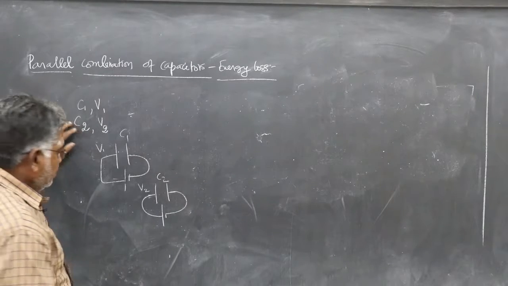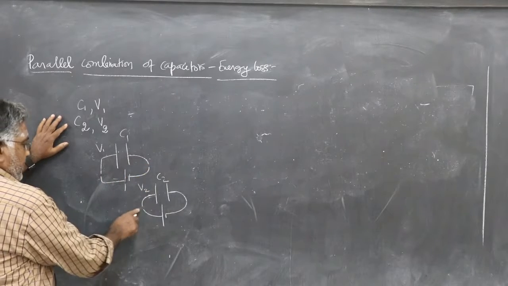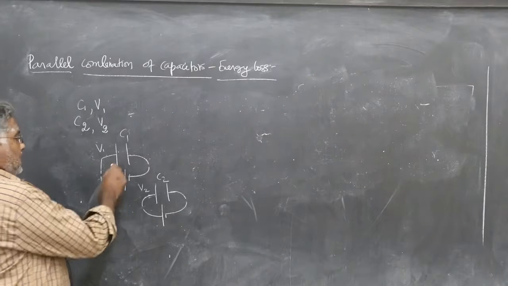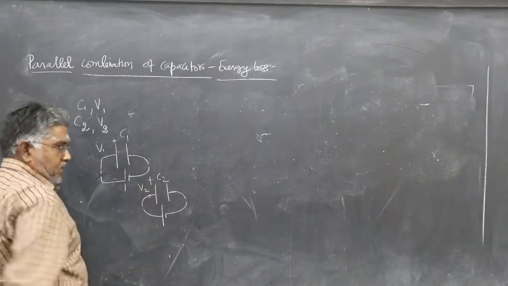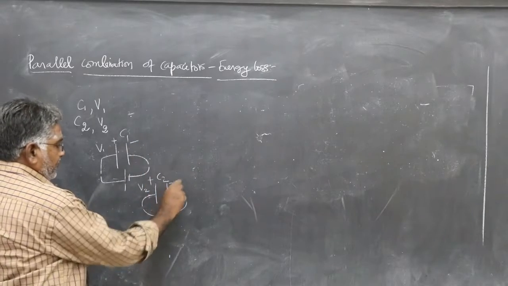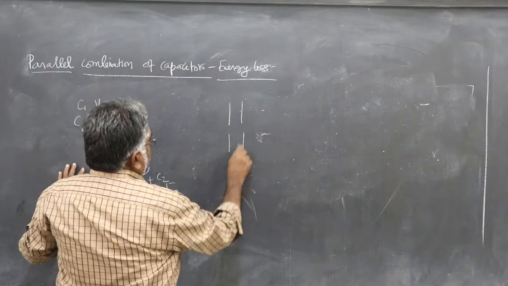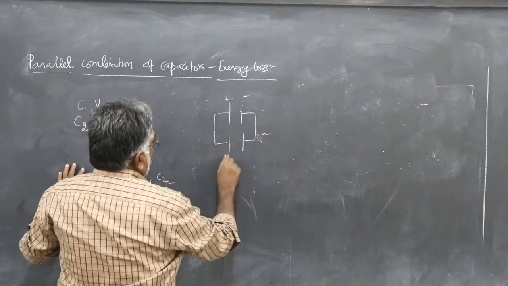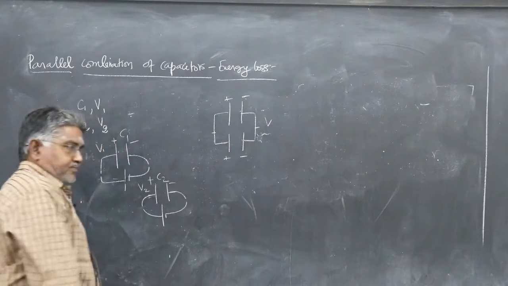Now what is done? The capacitors are disconnected and they are connected in parallel. This plate would have become positive, this plate would have become positive, the other thing of course negative. So these two capacitors are now connected in parallel. They will have a common potential difference V.